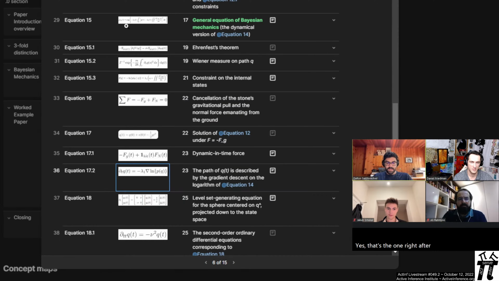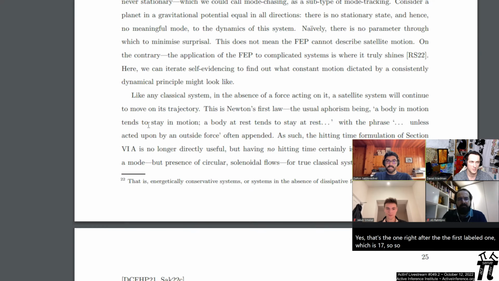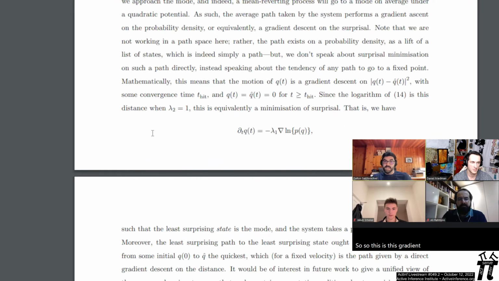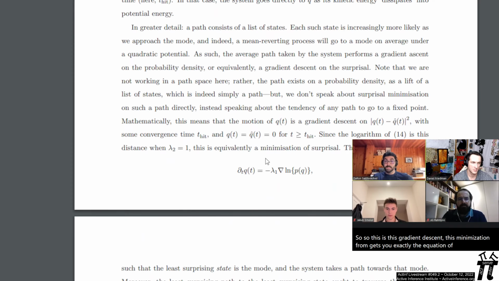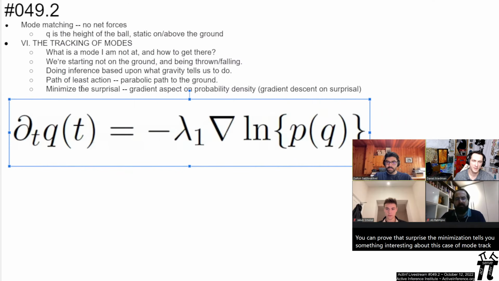Right after the first labeled one, which is 17. So this gradient descent, this minimization problem, gets you exactly the equation of motion that you want. So you can prove that surprisal minimization tells you something interesting about this case of mode tracking.